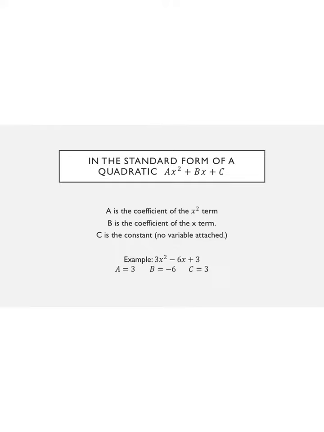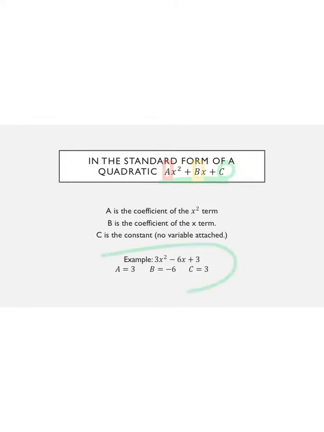The standard form of a quadratic is a trinomial, where a stands for the number in front of the x squared, just the number, not the x squared itself. And the b stands for the coefficient of the x term, once again, just the number, not the x. And then c is the constant.